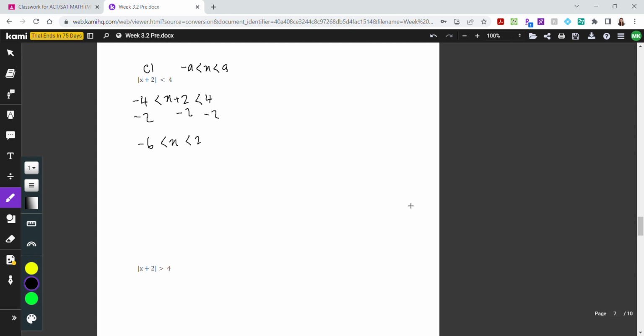All right. And then we're going to draw that on a number line. We'll just quickly draw it. We have negative 6 and 2. Our solution, I'm going to draw in pink, would be this area here, which is negative 6 less than x less than 2. In terms of interval notation, it will be negative 6 until 2.